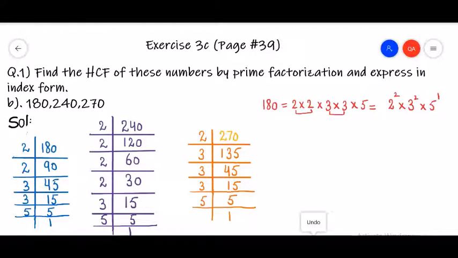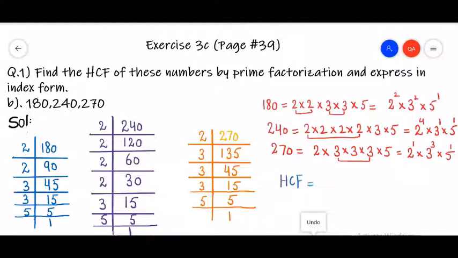Here we will write prime factors of 180, which is equal to 2 multiplied by 2 multiplied by 3 multiplied by 3 multiplied by 5. In index form it will be 2 square multiply with 3 raised to the power 2 and multiply 5 raised to the power 1. Why? Because here we have 2 is multiplied by 2 2 times, and 3 is multiplied by 3 2 times, and we have 5 raised to the power 1 here. Continuing the same procedure, we will write prime factors of 240 and then prime factors of 270 and their index forms as well.